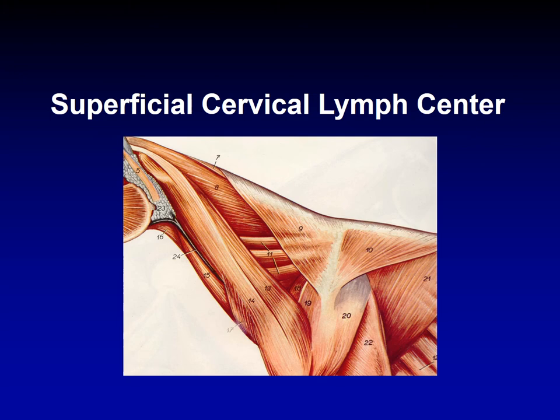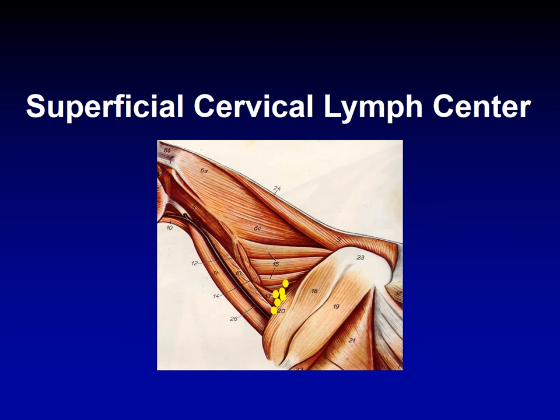Let's take a look at the next picture, and you will see the center better. This is the lymphatic center, the dots here, or the little circles. And this is the omohyoideus muscle, number 10, which forms the medial border for both the jugular groove and also the superficial cervical lymph center. Number 20 in this case is the subclavius muscle, which is the caudal border for the superficial cervical lymph center, and then removed is the lateral border, which is the omotransversarius and the cleidomastoideus. These are basically the borders for the superficial cervical lymph center.